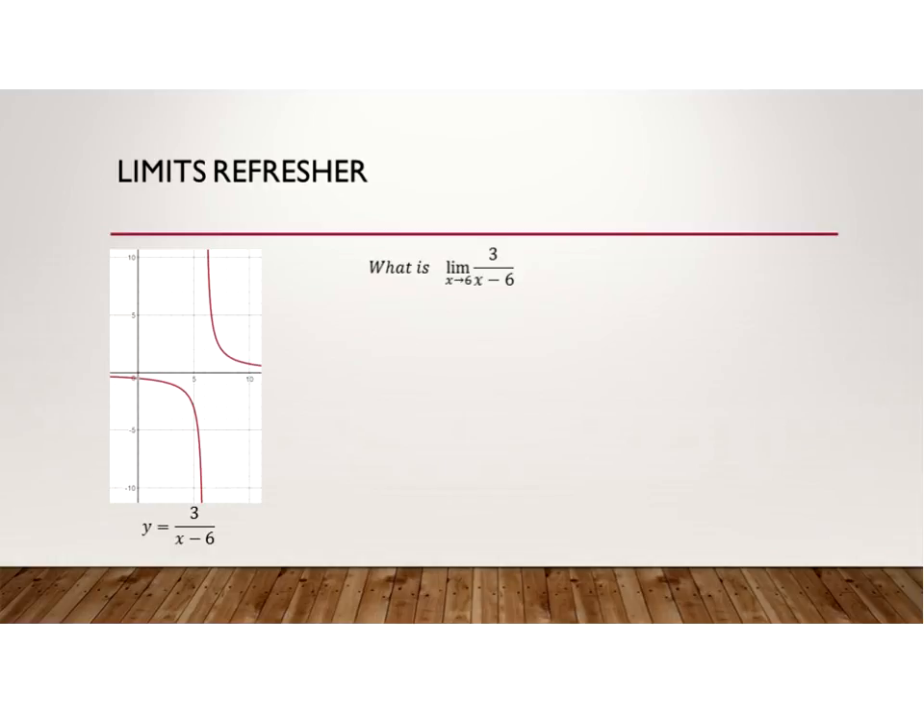Let's recall this one from the session last week. We have a function, in this case 3 over x minus 6, and the red line is the graph. We represent limits using this technique. We read that as the limit, as x approaches 6, of 3 over x minus 6. We can look at the idea of a limit as approaching the value of 6, x equals 6.